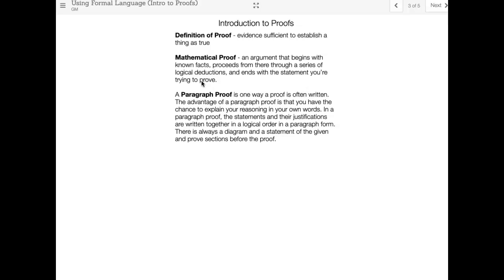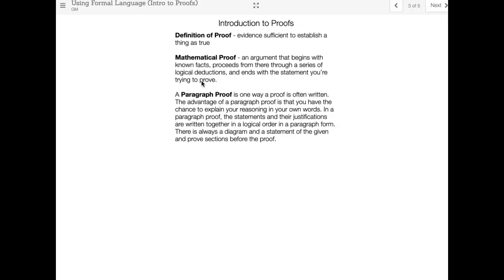One last thing here. A paragraph proof is what we're going to use here, though. We can just write sentences. It's not going to be a 2-column proof. It's going to be a paragraph proof. A paragraph proof is one way a proof is often written. The advantage of a paragraph proof is that you have the chance to explain your reasoning in your own words. In a paragraph proof, the statements and their justifications are written together in a logical order in paragraph form.